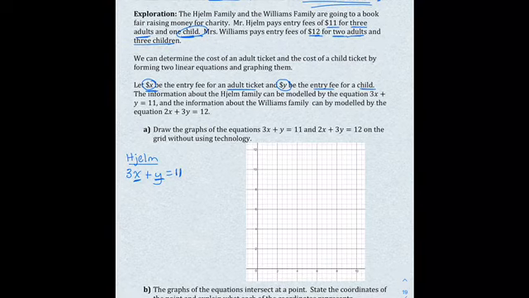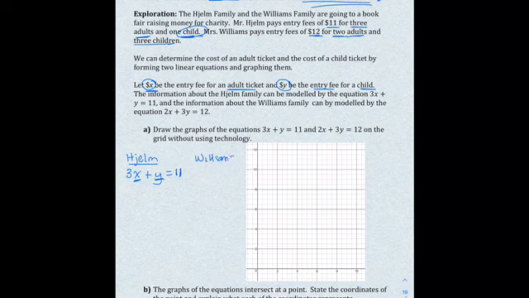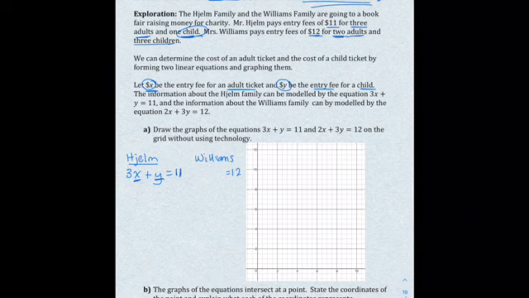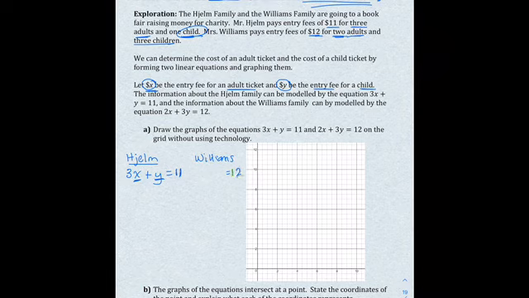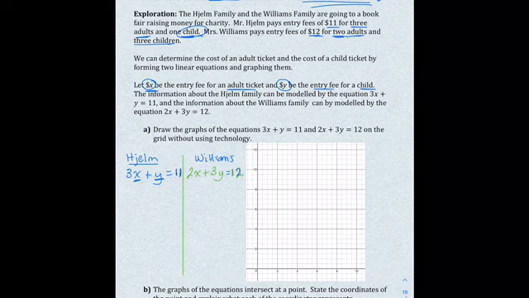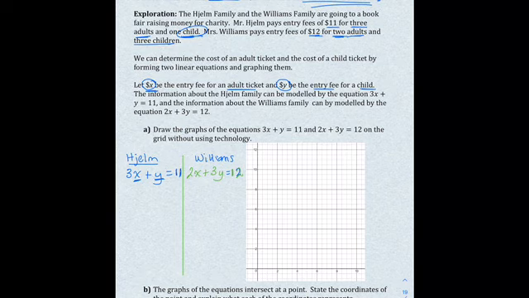There's Mr. Helm, and then Mrs. Williams. Let's sneak her in here. Mrs. Williams, she's paid $12 for how many? For 2 adults. So adults we know is X. So let's do Mrs. Williams in a different color here. We've got 2 adults, 2 times X dollars, plus 3 times Y, 3 children times Y dollars. So as you can see, their total values are different, 11 and 12, and they've got different amounts of children and different amounts of adults.